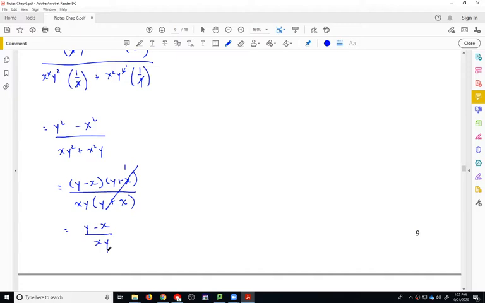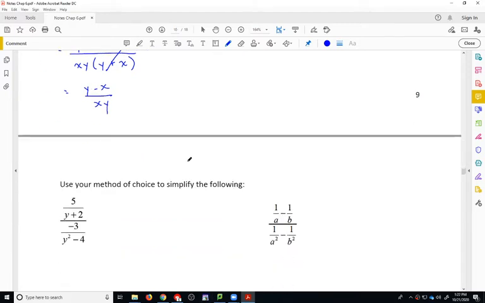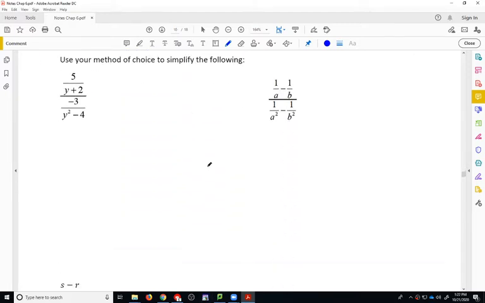So this is the destruction method. Like I said, it's the method most people tend to use. So let's try these next 2 questions using that method. So this says use your method of choice to simplify the following. So this first question, maybe you go back and say, hey, I like the first method. I just write it as a division. It's already a single fraction divided by a single fraction, flip and multiply.